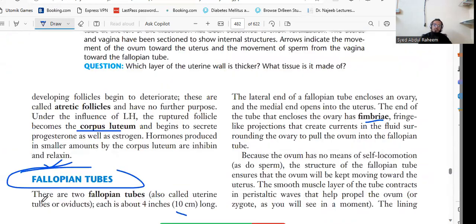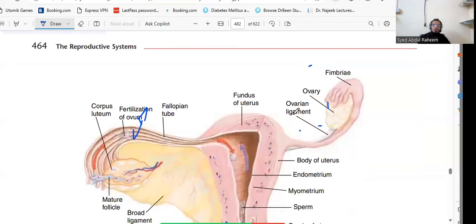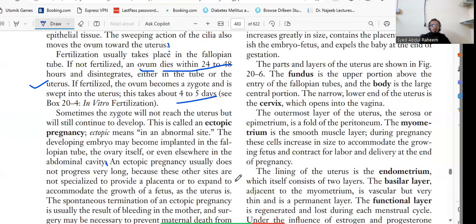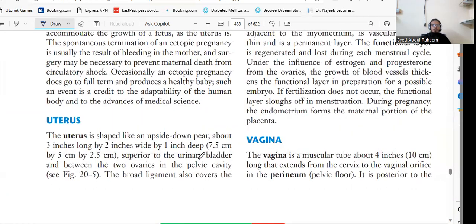So here we discussed the ovaries and fallopian tubes. Now we'll discuss the uterus. The uterus is shaped like an upside-down pear, about 3 inches long by 2 inches wide by 1 inch deep. So it is 7 centimeters long, 5 centimeters wide, and 2.5 centimeters deep. It is superior to the urinary bladder and between the two ovaries in the pelvic cavity. So the urinary bladder is below, and the uterus is on the lower side.